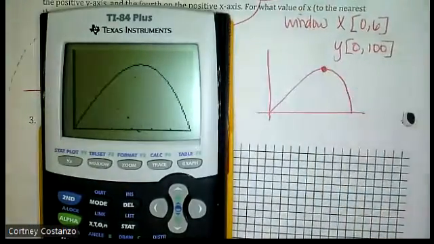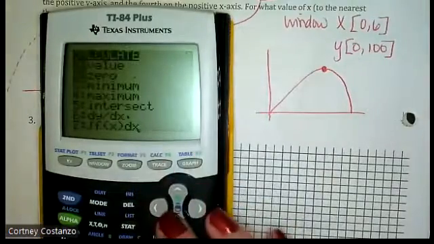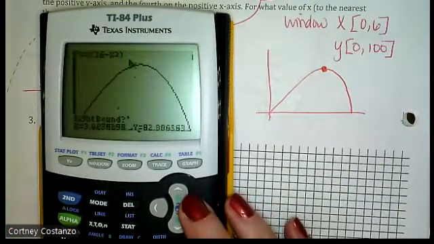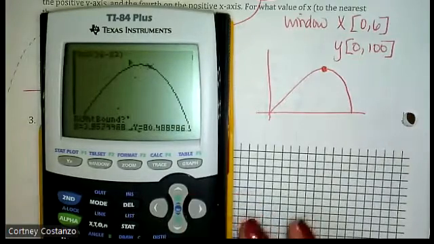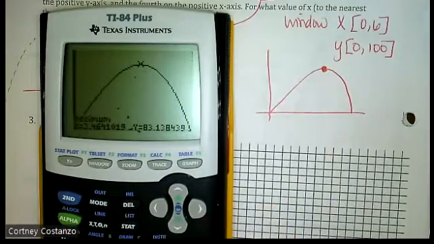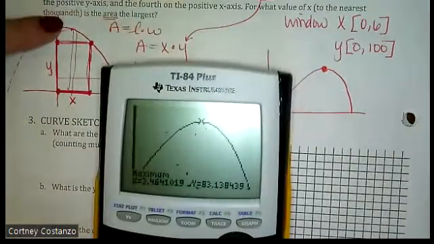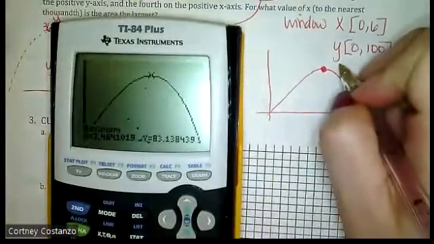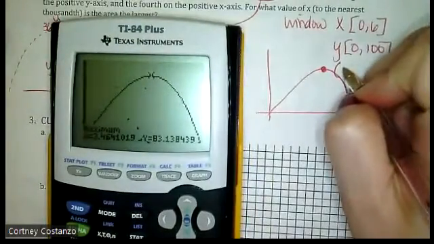I need to find that maximum peak. So to find the maximum peak, I'm going to hit second trace, option number 4, maximum. Left bound, hit enter as long as your blinky spider is to the left of the highest point. Right bound, hit enter once it's to the right, and then guess somewhere in the middle. It says round to the nearest thousandth for the x value. So I'm going to write the whole thing down just in case there was ever a part B to the question that asked what is the maximum.